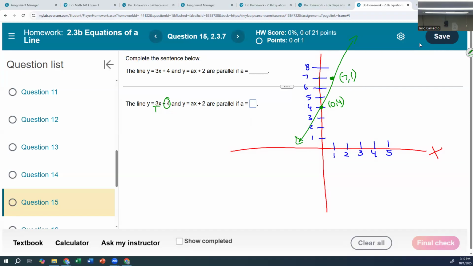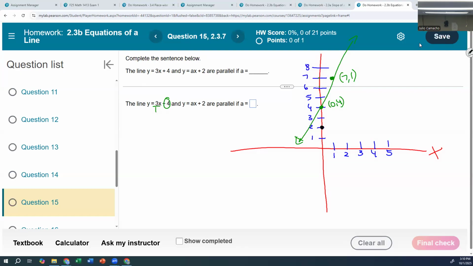But for the other equation, the y-intercept is 2. The y-intercept is 2. And they want to know the slope.